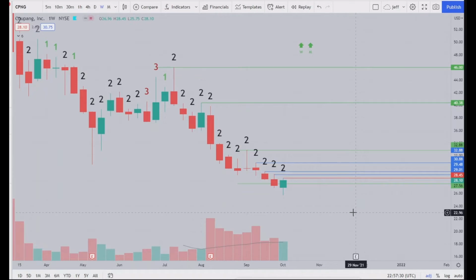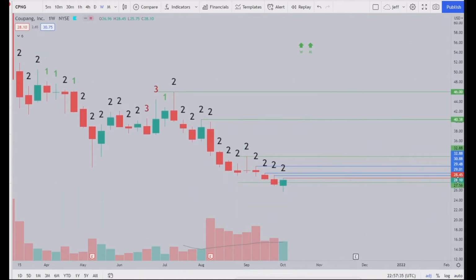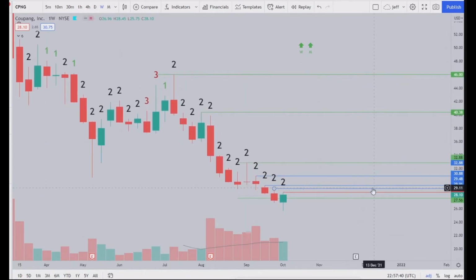So with this ticker, I'm going to go long over 28.45, and I'm going to use each week's high as my target. So I'll be taking some off as long as it successfully breaks out. I'll be taking some off at 29.11, 29.48, 30.88, and then 32.88. So this is actually the previous month's high.